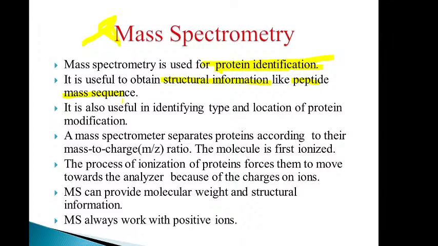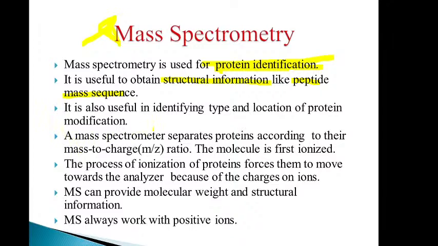So by using mass spectrometry, we are able to know the structure of the protein. It is also useful in identifying the type and location of protein modification. So if there is any change or any modification in the structure, we are also able to identify that.